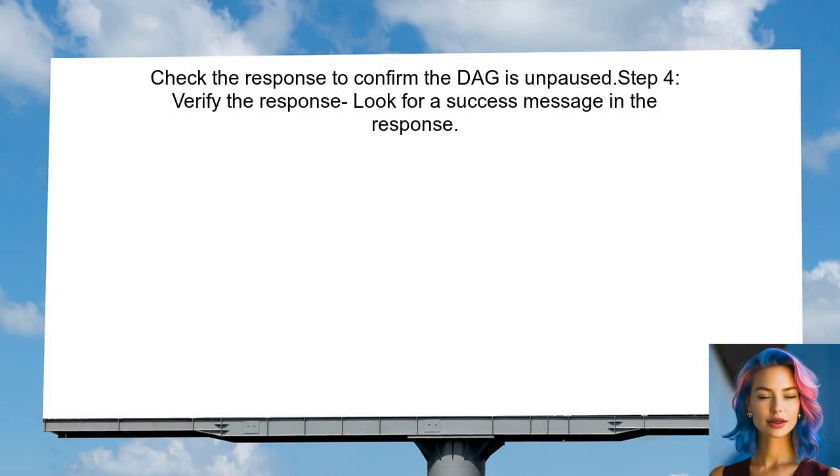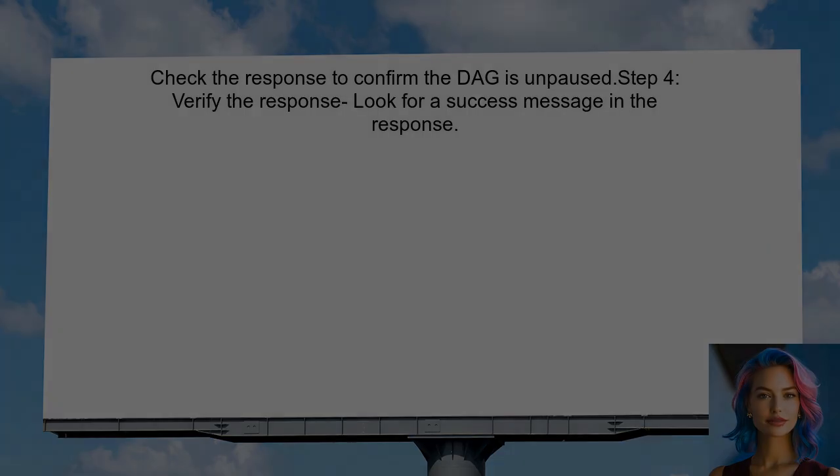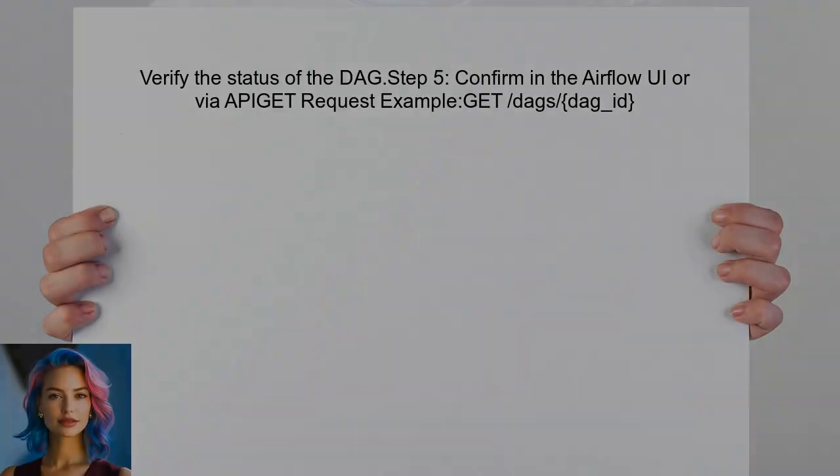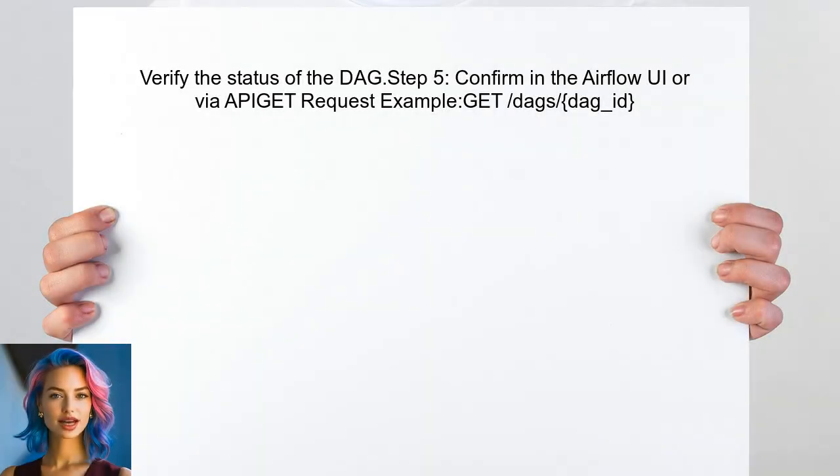After sending the request, the user should check the response to confirm that the DAG has been successfully unpaused. A successful response will indicate that the operation was completed. Finally, the user can verify the status of the DAG through the Airflow UI or by making a GET request to the API to ensure it is now active.